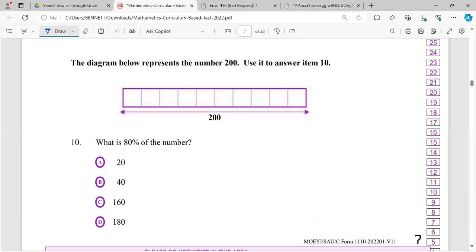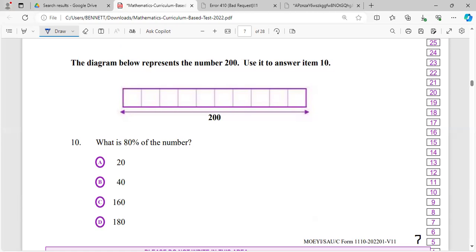The diagram below represents the number 200. Use it to answer item 10. It says, what is 80% of the number? Who wants to take on that? Naika, alright, go ahead, Naika.